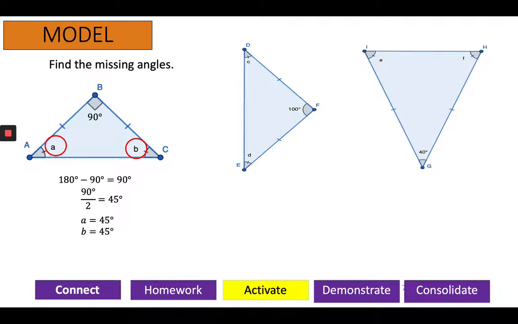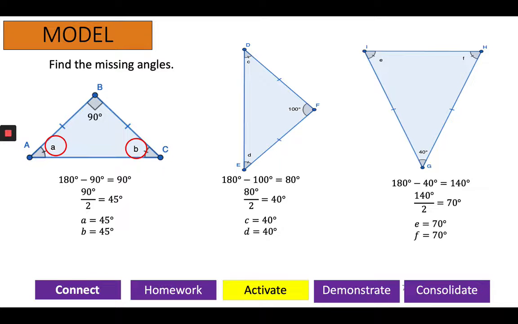For our next triangle, we have 100 degrees as our known angle, so we have 180 minus 100 degrees equals 80. We divide 80 by 2 and get 40 degrees, so C and D both equal 40 degrees. In this triangle, our known angle is 40, so 180 minus 40 degrees equals 140. We divide 140 by 2 and get 70, so angles E and F are 70 degrees.